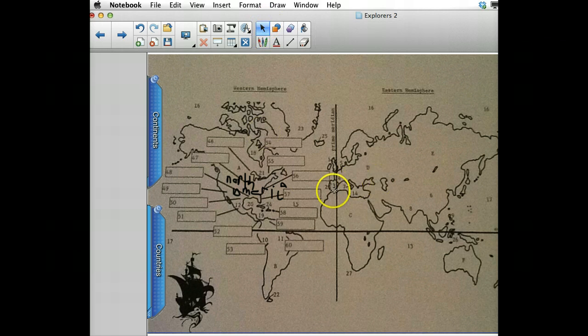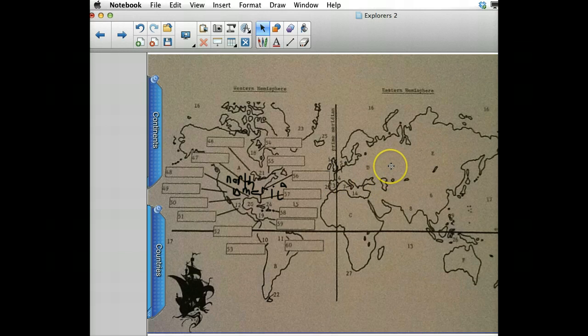So they would identify North America, South America, Africa, Europe, Asia, and Australia. Of course, Antarctica is not on this map, but at this point, that was not an area being explored. Then they would name the countries next to the numbers. So number 1 is England, 2 is Portugal, 3 is Spain, 4 is France, and so on.